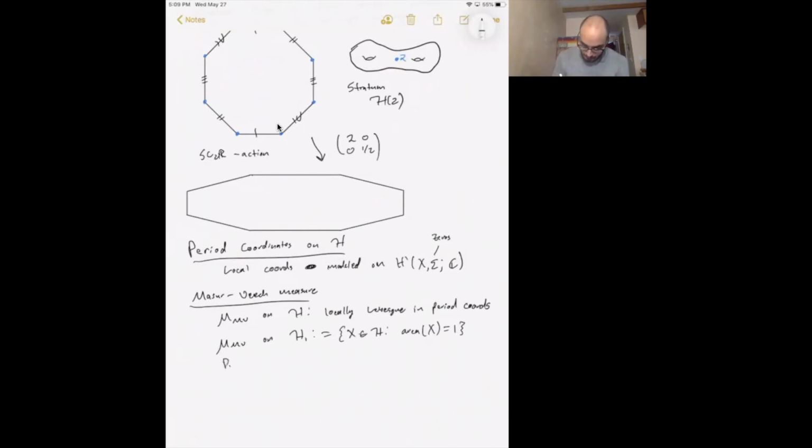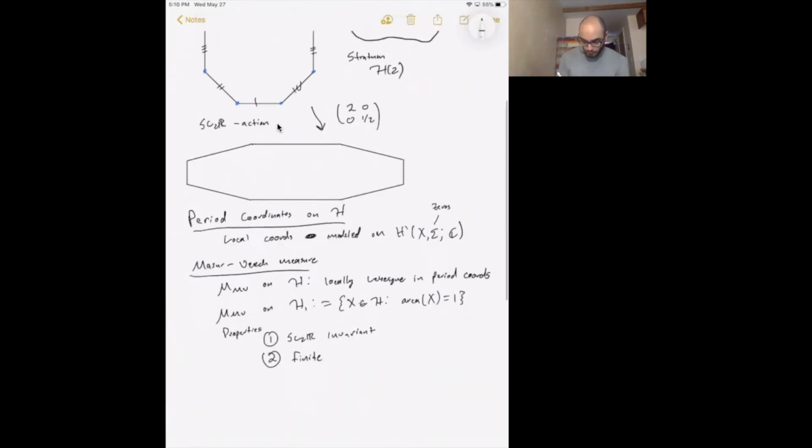So the properties of the Masur-Veech measure on H1 are that it's SL2R invariant, and also SL2R preserves the unit area locus, right? Because SL2R preserves area, and it preserves this measure, and that's basically just because SL2R acts linearly, and this is a linear measure. And then a deeper fact is that the total mass of H1 with respect to the Masur-Veech measure is finite.